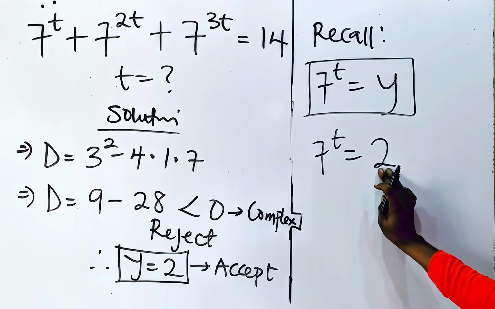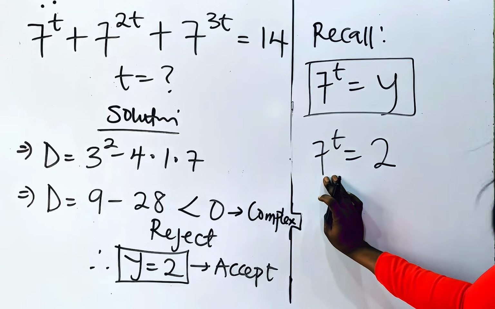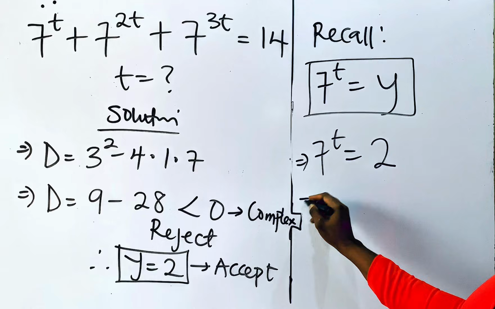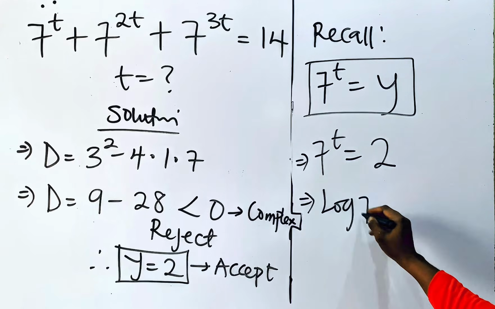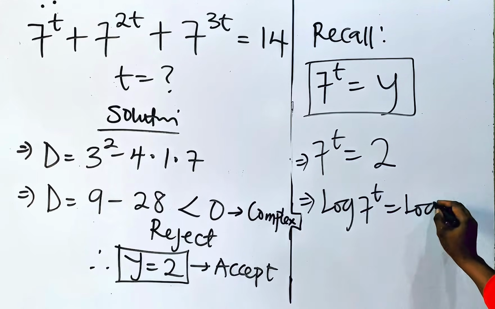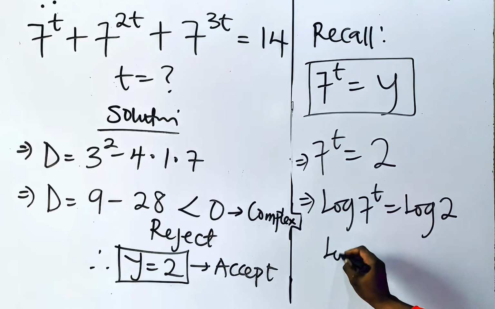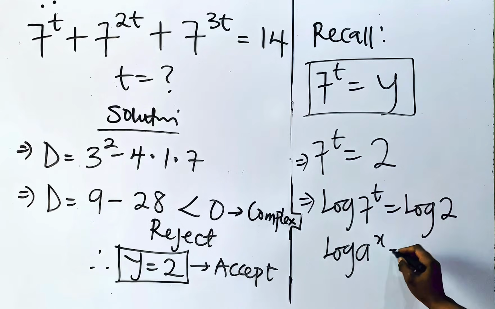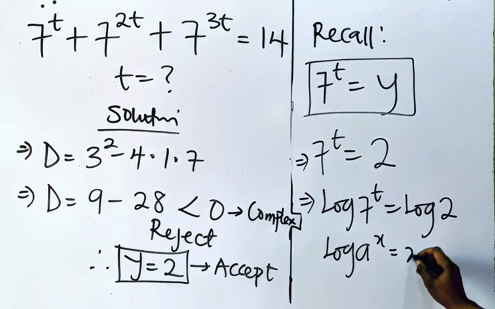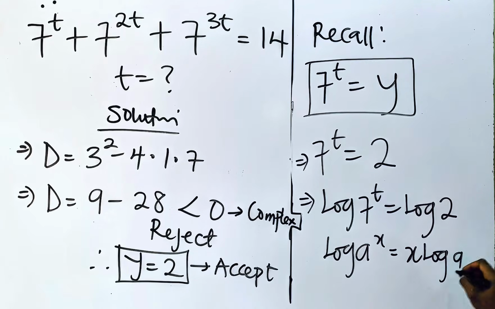And because we cannot express 2 in powers of 7, we just need to take the log of both sides. So we have log of 7 to the power of t is equal to log of 2. Now what do you do next? For every log of a to the power of x, the power always multiplies. So it gives you x log a. So this is going to guide us through.